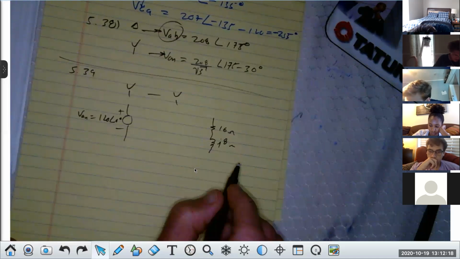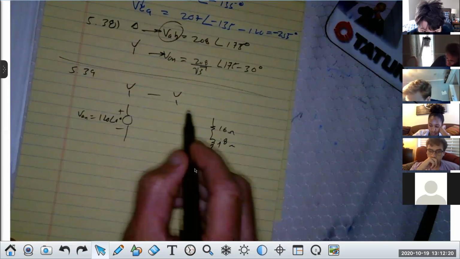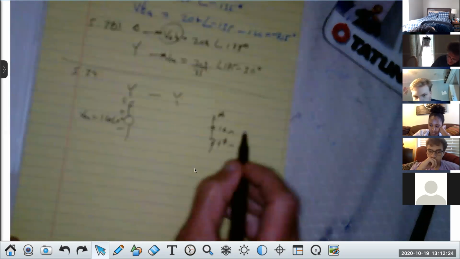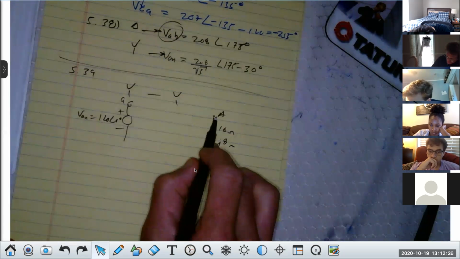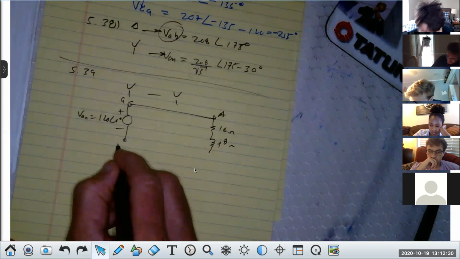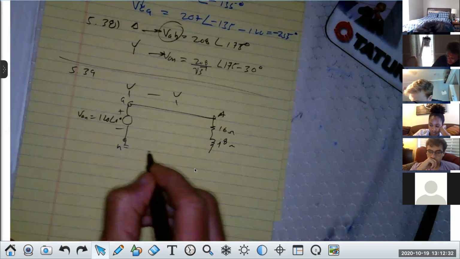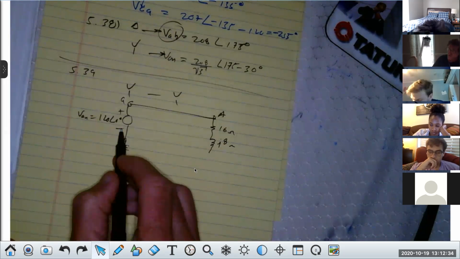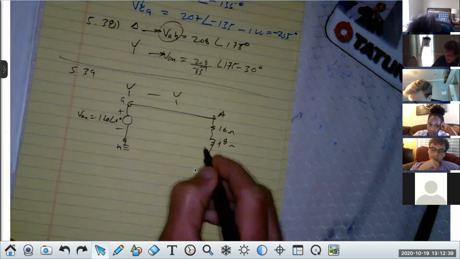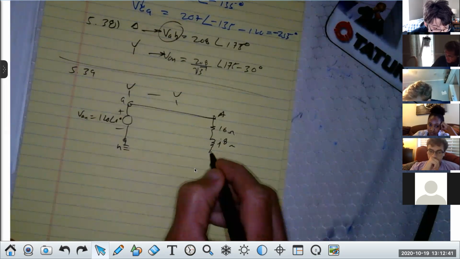And the line impedance is negligible. It means the impedance connecting the small a to large A, the transmission end to the receiving end, is 0. Also, this point is a small n. You can consider it ground. It's always small letters for the sending end, always large letters for the receiving end. Here, there'll be a capital N.